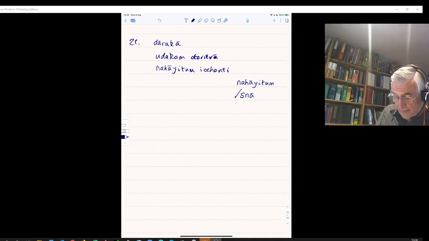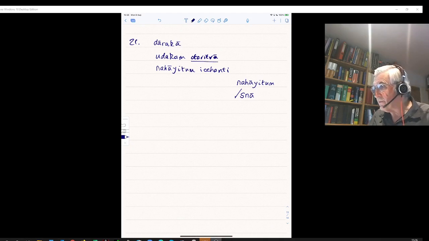And clearly the wish precedes both of those. It's not as if they go into the water and then decide they want to bathe. Clearly the wish is to get into the water and bathe. But as usual, because they're sequential actions done by the same persons, the first verb goes in the absolutive.